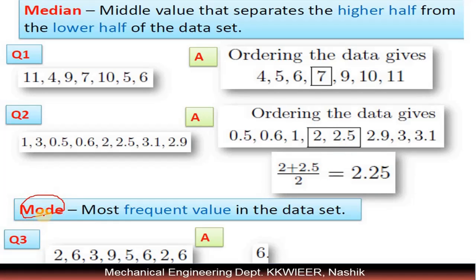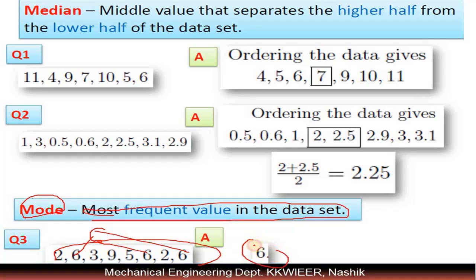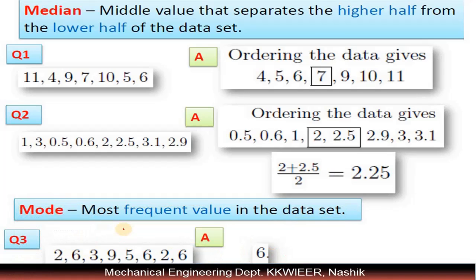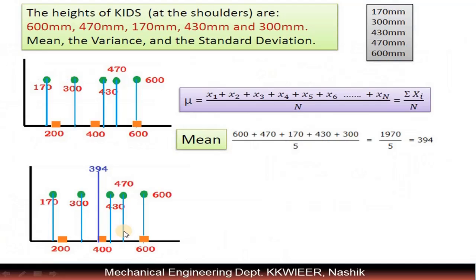Then the third term related with central tendency is mode. Now what is exactly mode? In simple terms we can say the most frequent value in the data set is nothing but the mode. Another example provided over here is 2, 6, 3, 9, 6, 6. So the maximum number of times 6 has been occurring. So 6 will be the mode of the given data. So this is about central tendency.